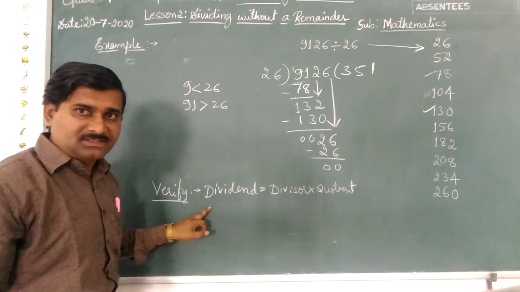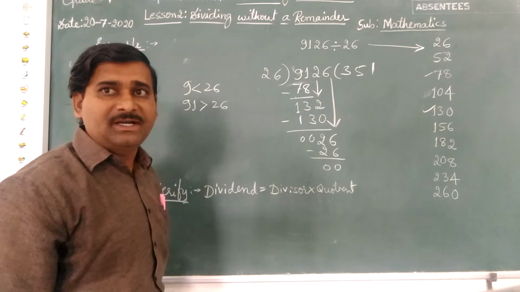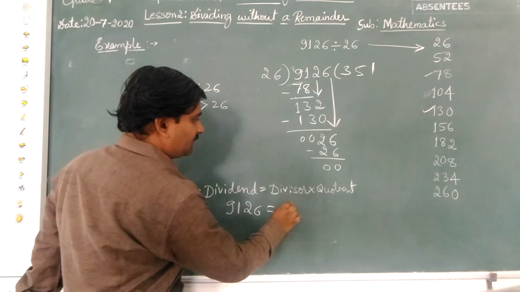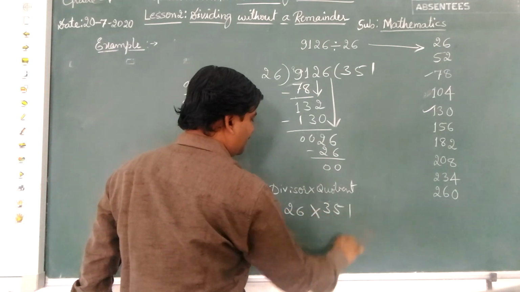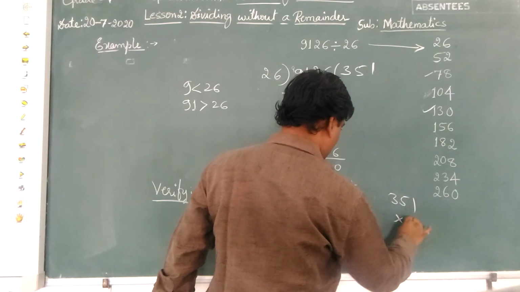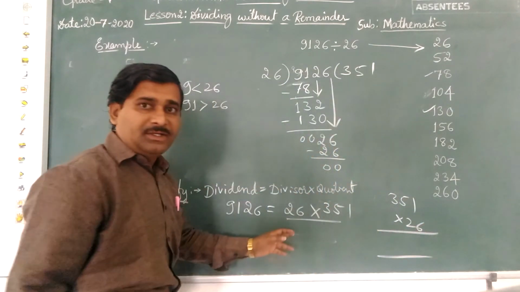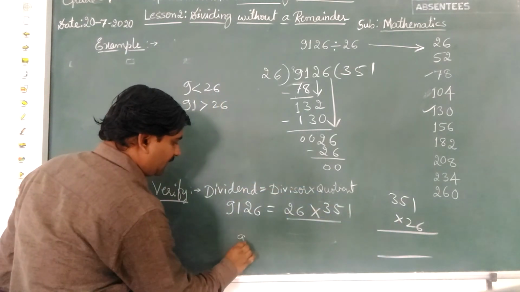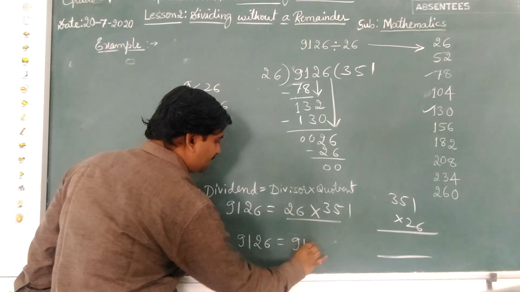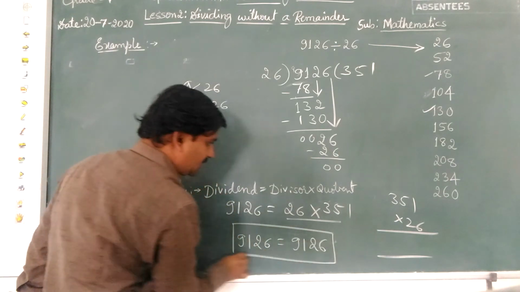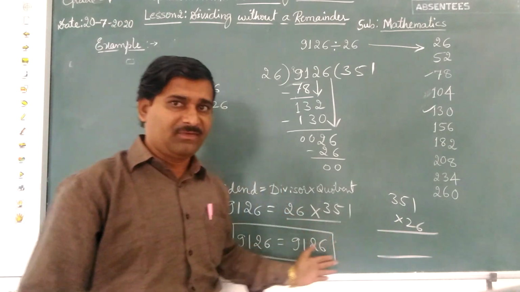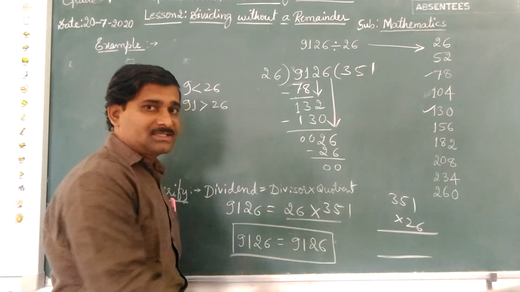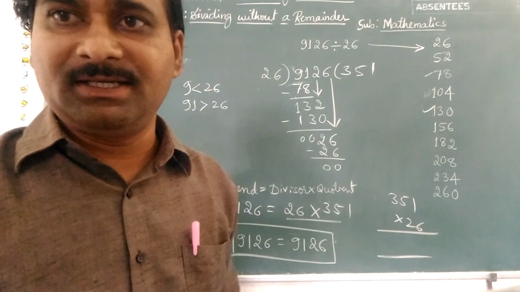We can verify this. Definitely we can verify. What is your dividend? 9126. What is your divisor? 26. What is your quotient? 351. We should multiply 351 into 26. You do this yourself, children. If you do 351 into 26, definitely you will get 9126. Both are equal. Then we can say that whatever answer we got, it is correct. Okay.